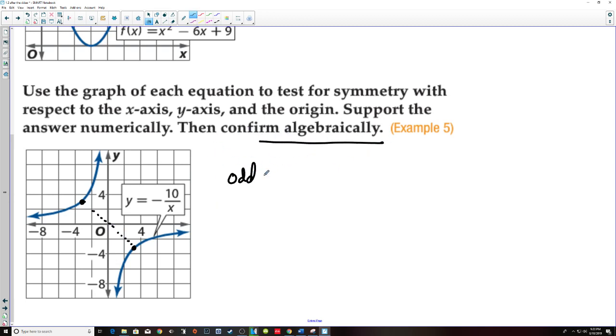And to confirm that we have an odd function, f of negative x has to equal negative f of x. That's how you confirm algebraically. So here's the function right here. So f of negative x, if we wrote it all out, is negative 10 over negative x. And the opposite of f of x is negative 10 over x. Well, negative over negative is positive. So 10 over x is equal to 10 over x. And we've shown that this is actually an odd function, which means it's symmetric over the origin.